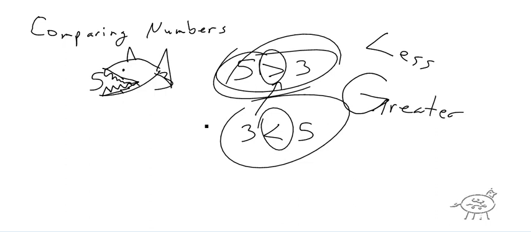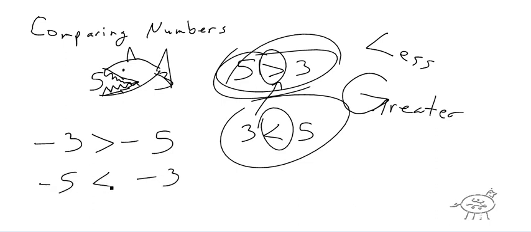Now, those are pretty easy. But the problem is when you start getting negative numbers. If I compare negative 3 and negative 5, what you have to remember is negative 5 is more negative than negative 3. So negative 5 is less than negative 3. That's important. And again, I can write it both ways. Negative 3 is greater than negative 5, or negative 5 is less than negative 3.